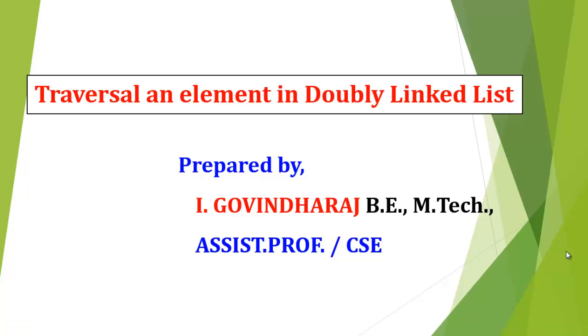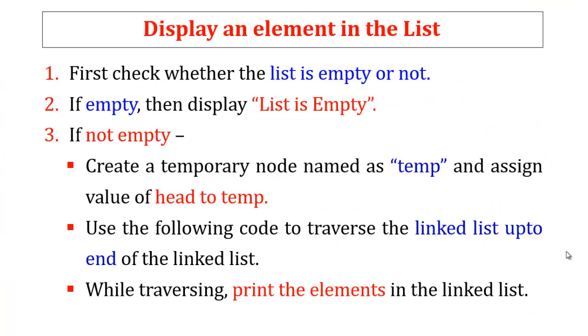So welcome you all to the next video lecture: traversals or display an element in a doubly linked list. In the previous video lecture we concentrated on various operations in a doubly linked list, such as insertion at first, last and middle or specified position. Same thing for deletion at first, last and specified position. So these are the operations in insertion and deletion. Same thing for searching whether an element is present in the given linked list, we have solved.